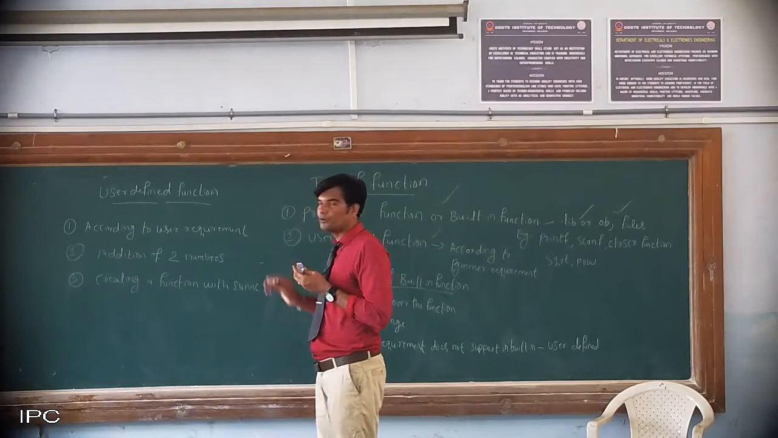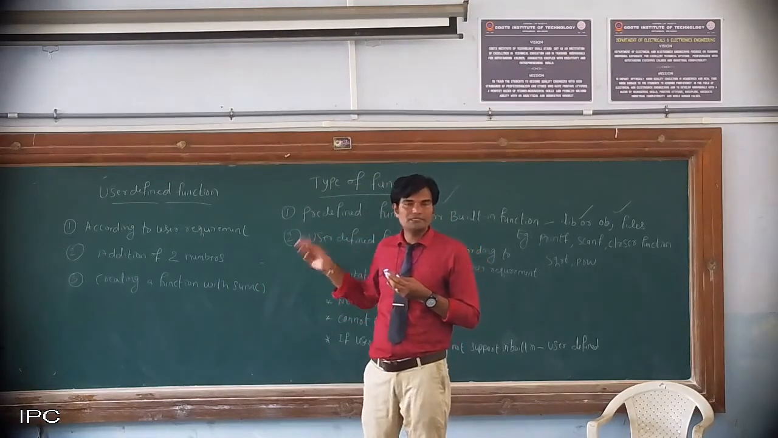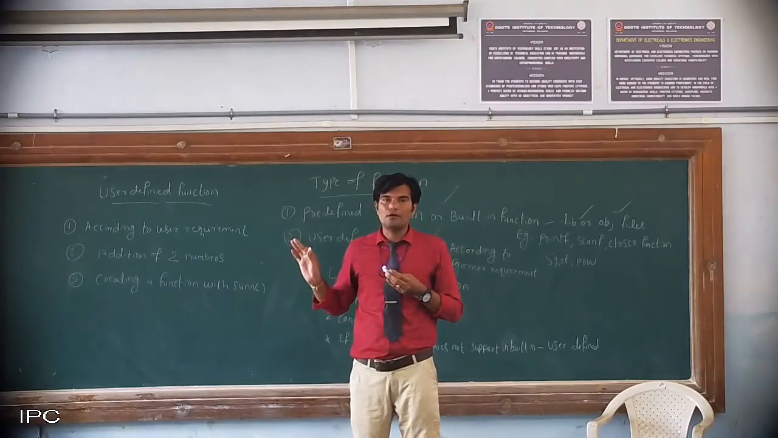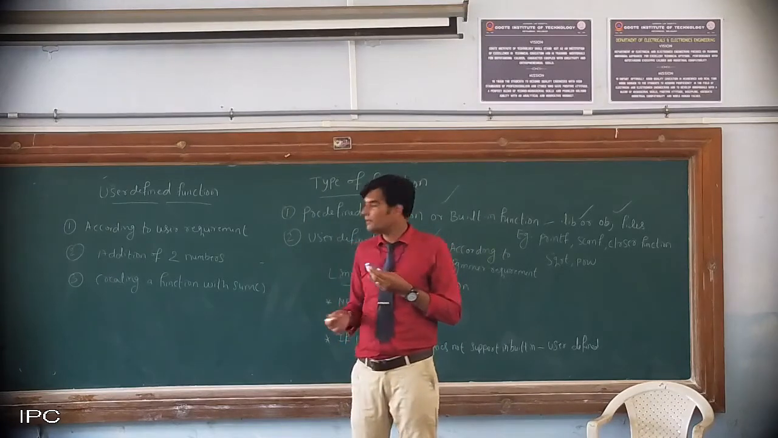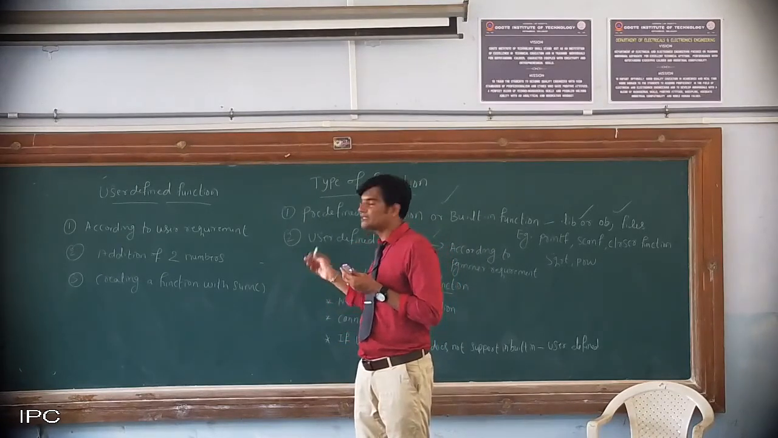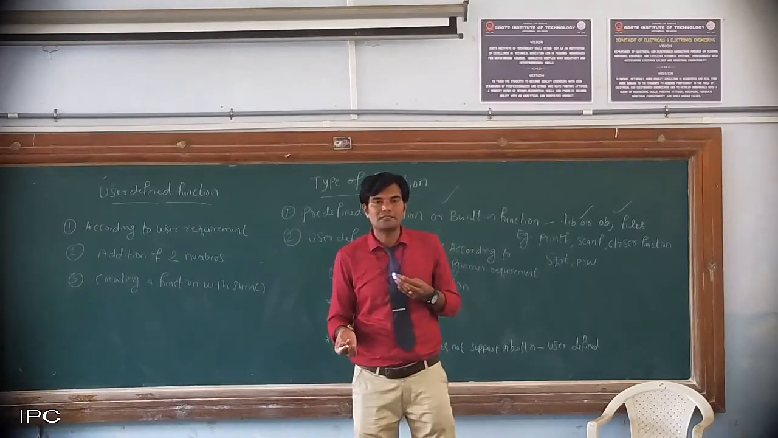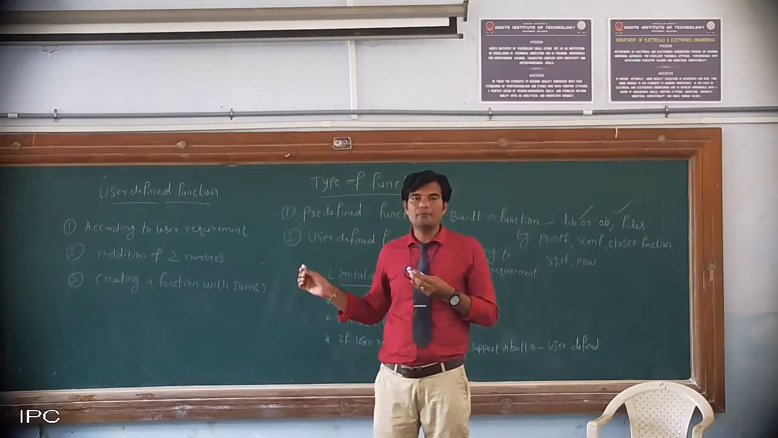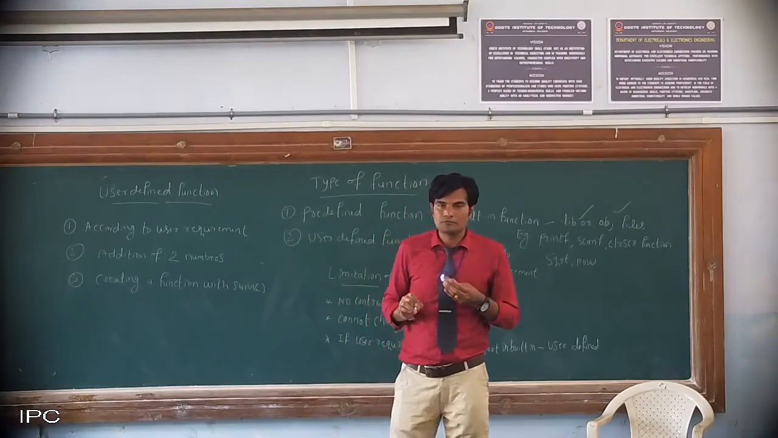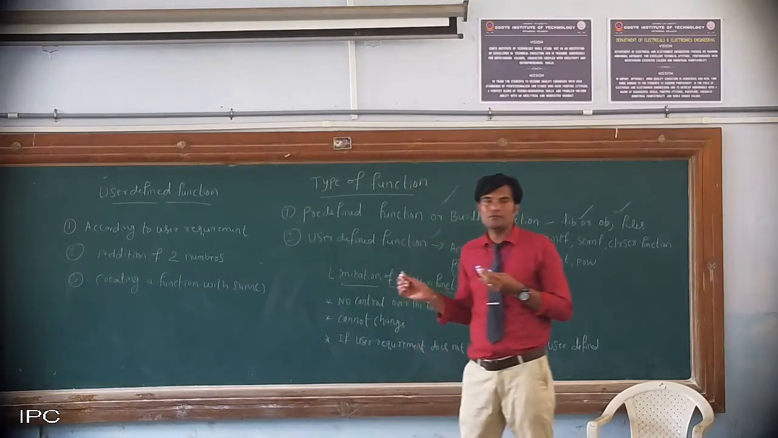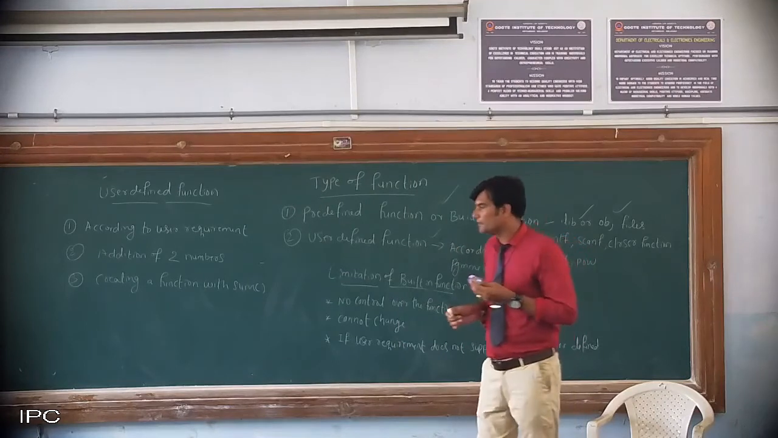Next, addition of two numbers. To perform the addition of two numbers, there is no predefined or built-in function available. So for performing addition of two numbers, we create a function with the name sum. Sum is our user-defined function. We give the function name, and then we write the set of statements for the function sum. This is the difference between a predefined function and a user-defined function. Okay, next.